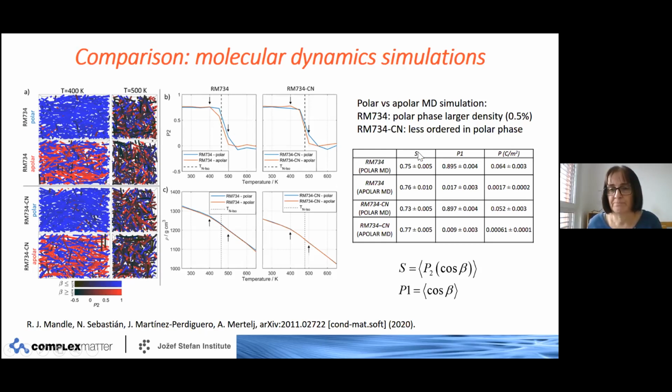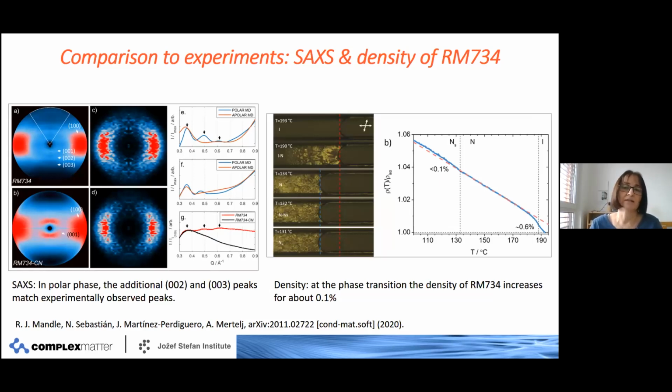If you look at the scalar order parameter for the cyano material, you see that in the polar simulation, the scalar order parameter is much smaller than in the apolar one. This is in accordance with the larger angle which we observe when we look at the pairs. So how realistic are those simulations? To see that, we compared them to the small angle X-ray scattering, which is the right thing to compare with, because the small angle X-ray scattering gives information on the molecular positional correlations.